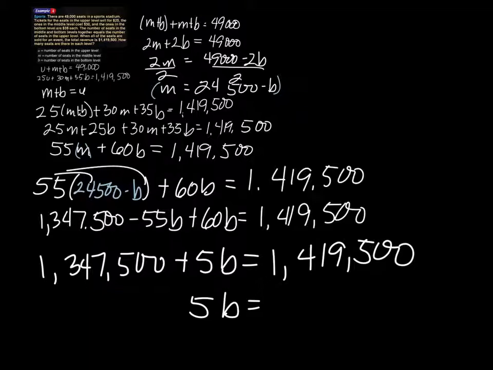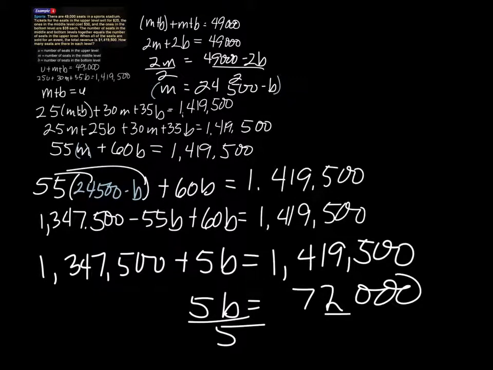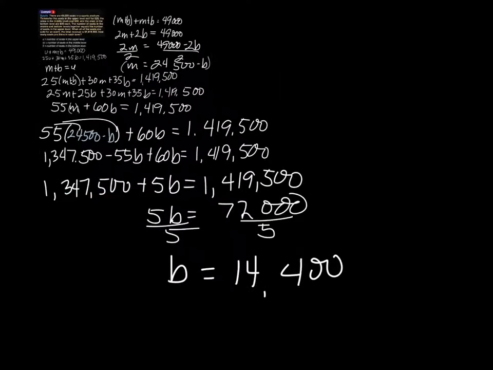Subtract 1,347,500 from both sides. Nice. And we get 72,000. Divide by 5. And now I know something. The bottom level has 14,400 seats.